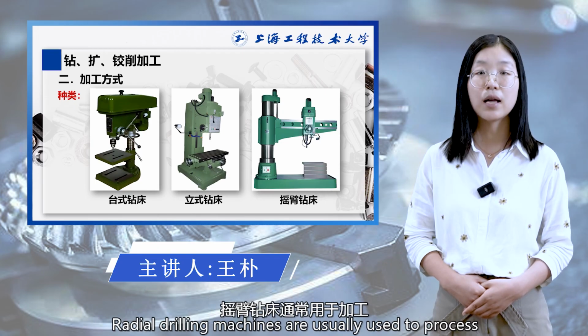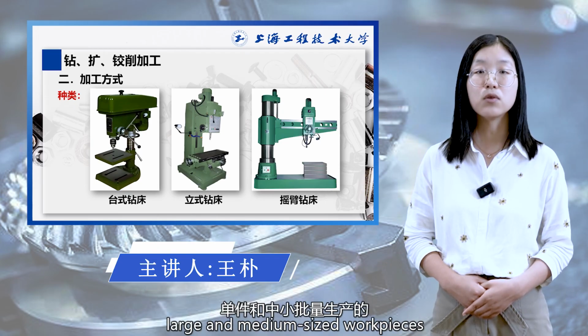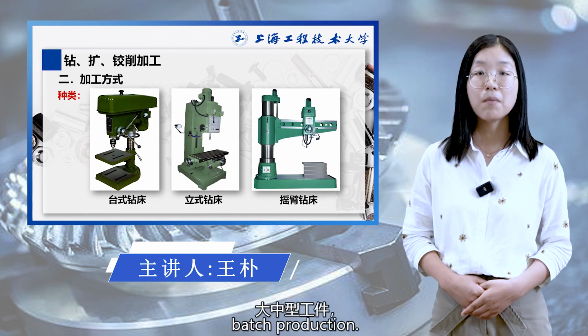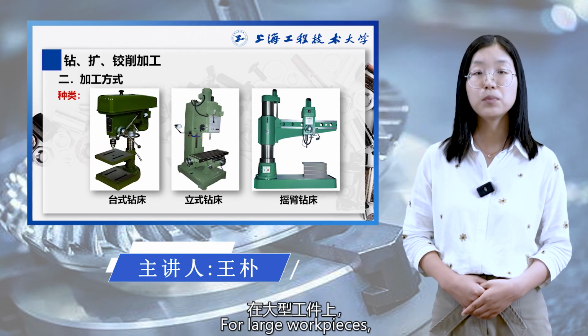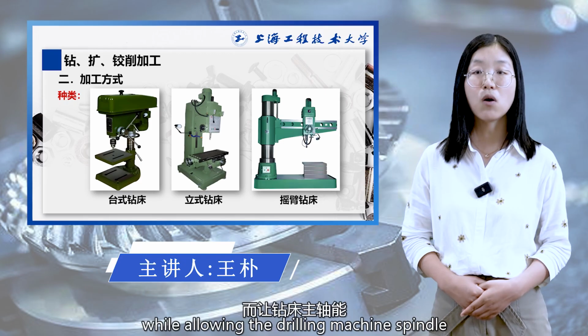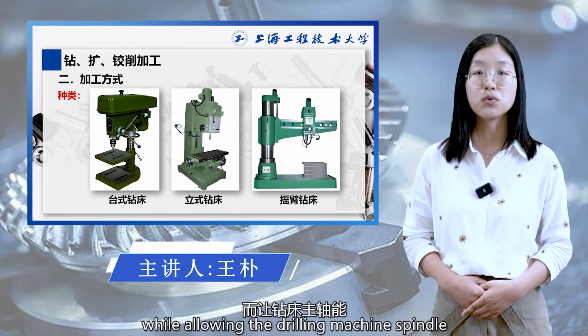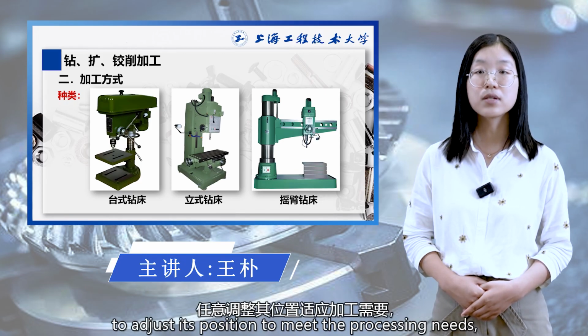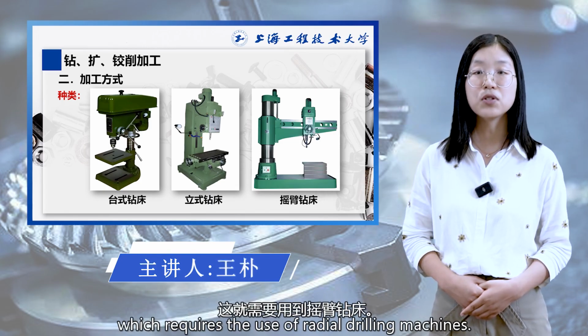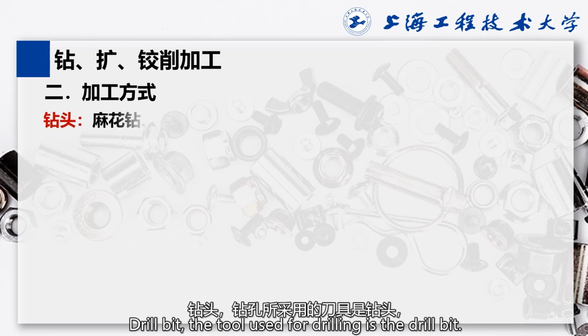Radial drilling machines are usually used to process large and medium-sized workpieces for single-piece and small to medium batch production. For large workpieces, drilling usually requires the workpiece to remain stationary while allowing the drilling machine spindle to adjust its position to meet the processing needs, which requires the use of radial drilling machines.